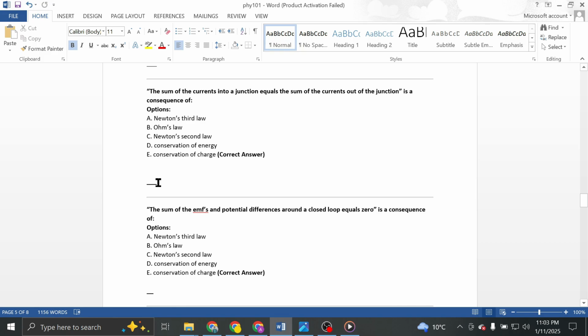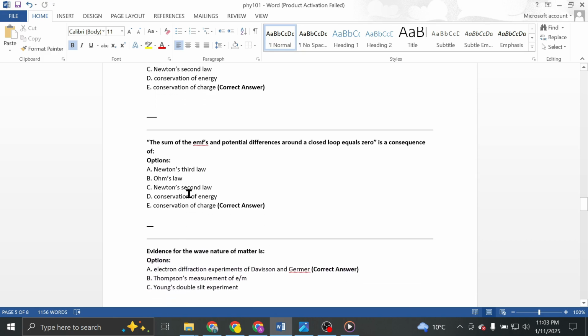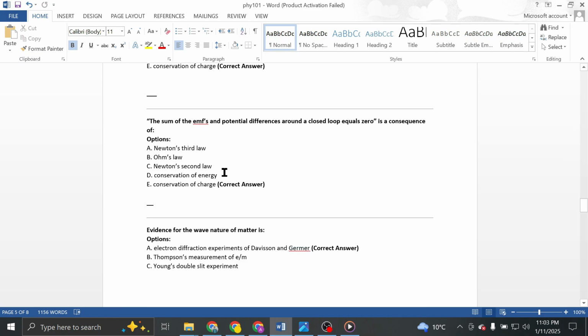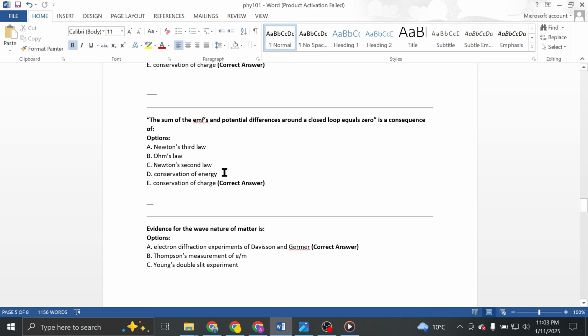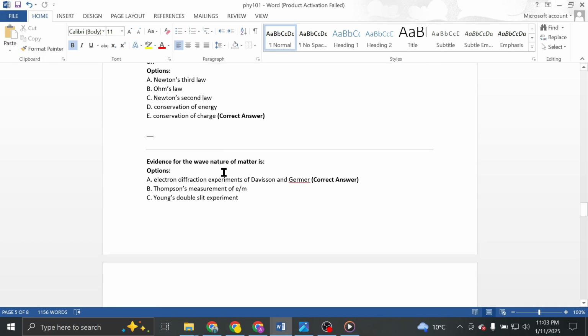The sum of the EMFs and potential differences around a closed loop equals 0 is a consequence of options: A. Newton's third law. B. Ohm's law. C. Newton's second law. D. Conservation of energy. E. Conservation of charge. Correct answer.